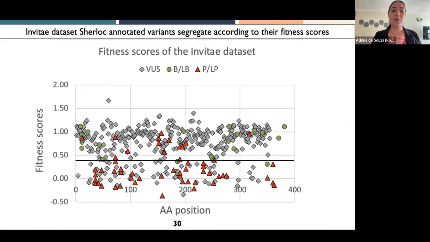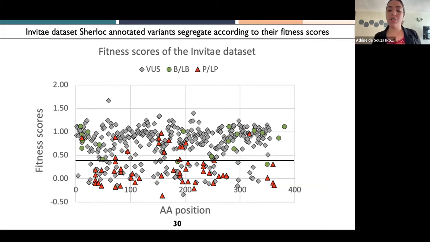Then I wanted to show you some other types of validations, now getting to the phenotypic data and the annotation part of the project. Here is a genetic testing company called Invitae that has its own system to annotate variants. It's called Sherlock, a point-based system. They called benign variants based on their system as the green circles, the pathogenic variants are red triangles, and we have the VUS.